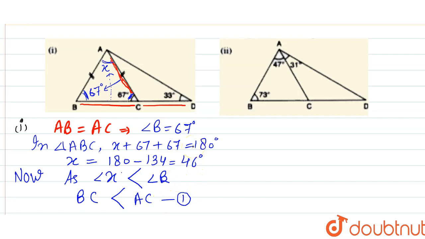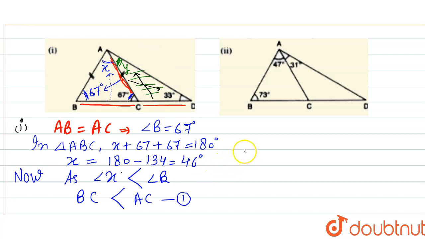Now let's see the situation in the second triangle, this green one. Now we are talking about this triangle, and let's name this angle Y. Now we want to correlate AC and CD. So what are the values of their opposite angles? The angle opposite to AC is 33. The angle opposite to CD is Y.